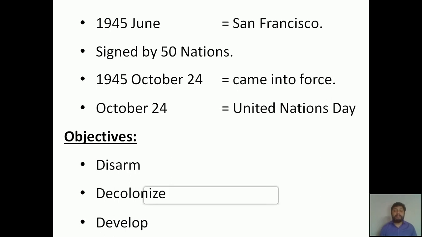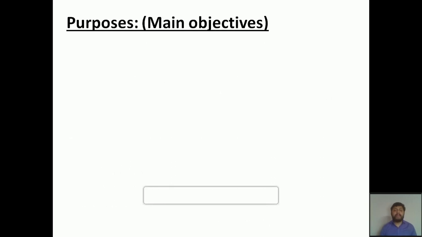The organization must focus on development of the nations, and developments in the nations will lead the entire world to a developed state. So disarm, decolonize, develop. And here we are going to see the other main objectives of the United Nations.